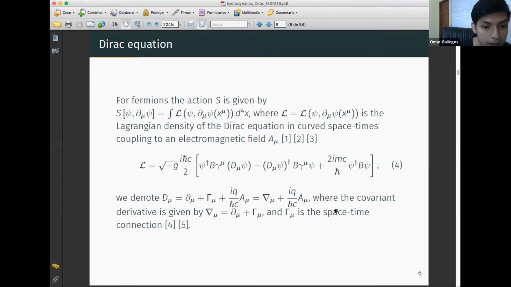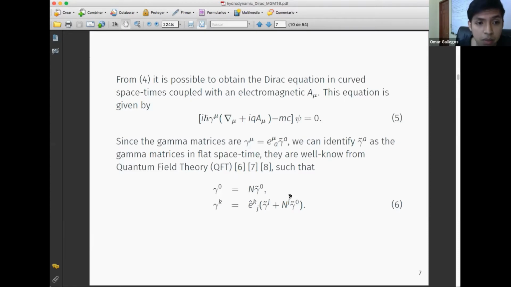Well, in this case, I present the action with which we obtain the Dirac equation in curved spacetimes coupled with the electromagnetic field, where psi is the spinor and psi dagger is the transpose conjugate, and the D_mu is related with the covariant derivative and the vector potential in this form. If we do the infinitesimal variation with respect to the adjoint spinor, we obtain the Dirac equation in curved spacetimes coupled with the electromagnetic field, and the gamma matrices are related with the geometry and the spin in this linear combination. We can do the decomposition in ADM formalism like this.